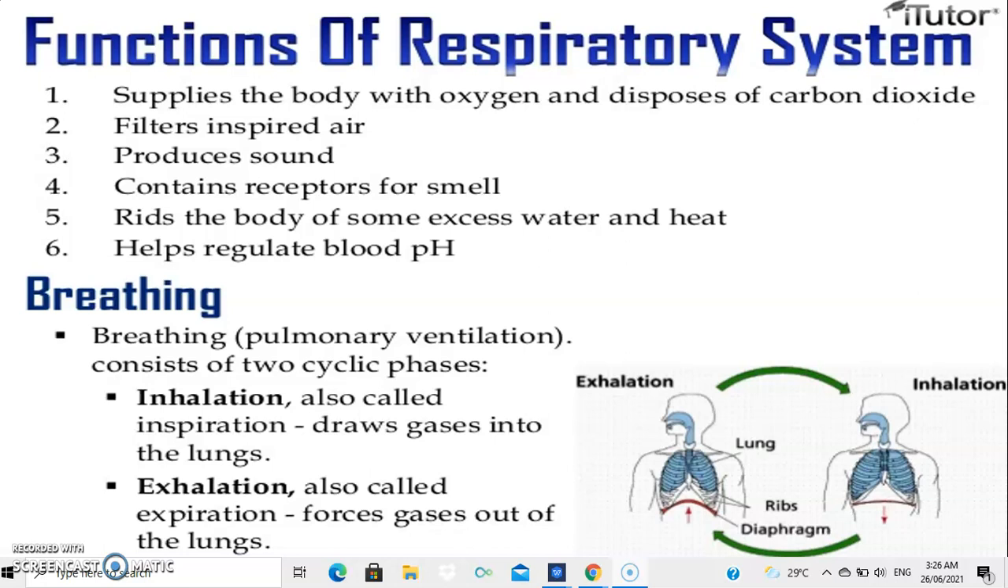In breathing, pulmonary ventilation consists of two cyclic phases, as I said earlier: inhalation and exhalation. Inhalation, also called inspiration, draws gases into the lungs, and exhalation, also called expiration, forces gases out of the lungs.